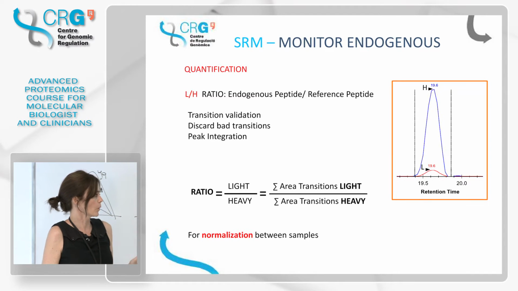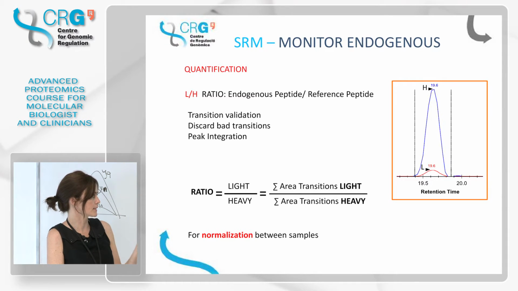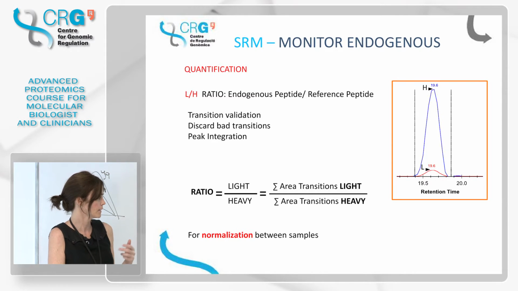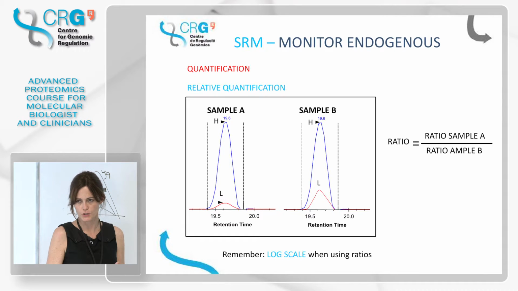So then we can quantify. How do we quantify? Well, we do the ratio between the light and the heavy. After we validated the transitions, we discarded the bad transitions, we integrate the peaks. Then we can calculate the ratio light-heavy in each one of our samples. And this ratio is going to give us the quantification. Once we compare sample A with sample B, each one with its ratio, the ratio of these ratios will give us the relative quantification.